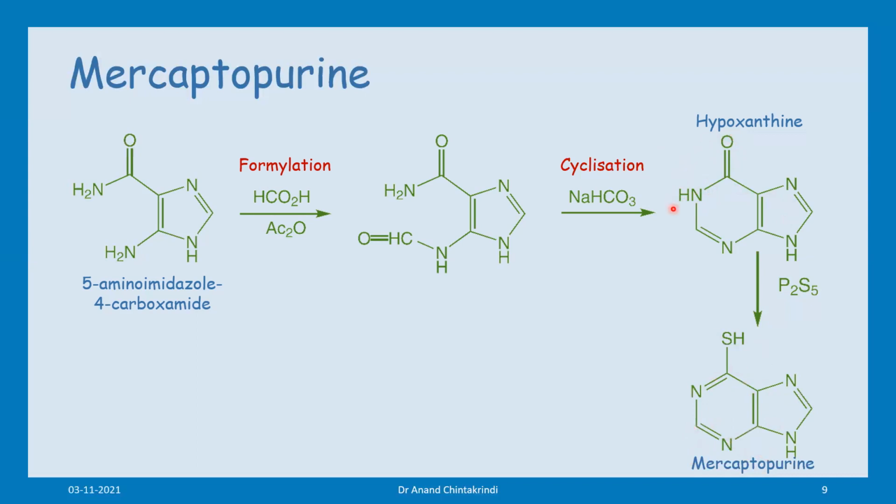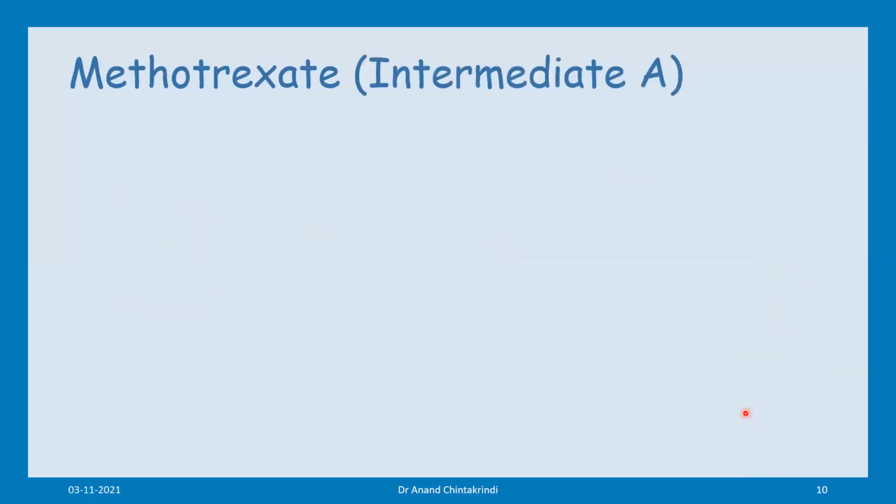This step is important: it tautomerizes to the enol derivative and then reacts with phosphorus pentasulfide to form this mercapto or thiol group. So it results in the formation of mercaptopurine. Now this is a pretty long synthesis.